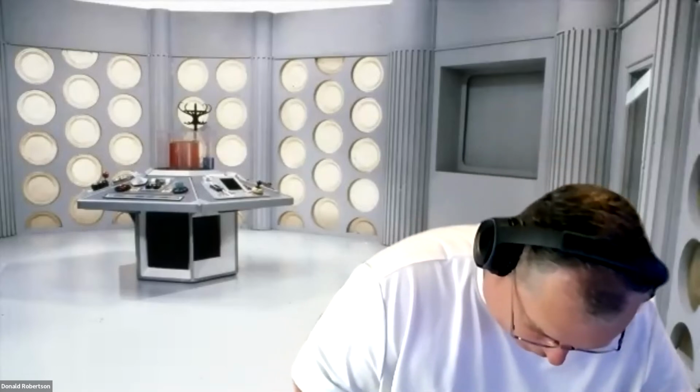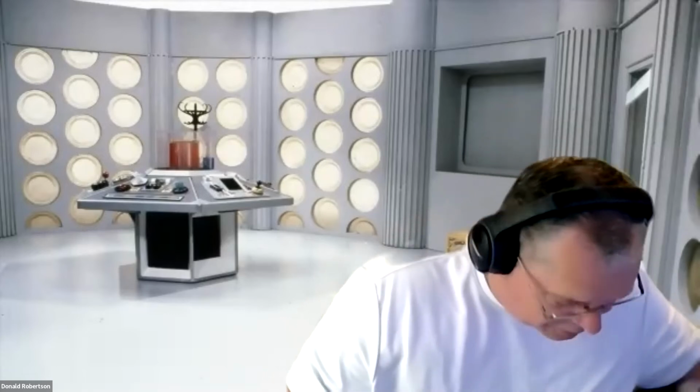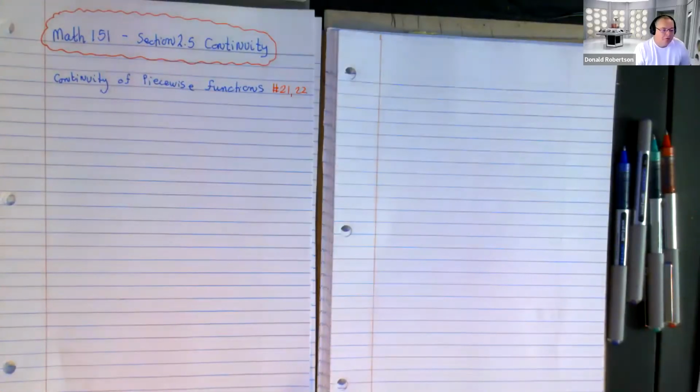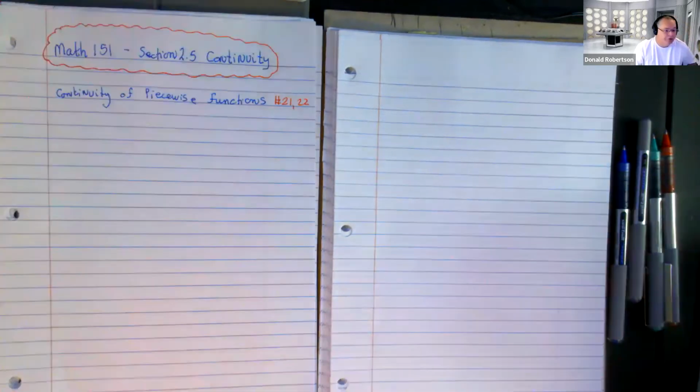I'll just get a piece of paper out of the way. Let's look at where we left off last time. Want to finish off the continuity one. There's a couple of questions at the end, and they both deal with piecewise functions: evaluating them, sketching them, and then looking at left, right, and overall continuity.